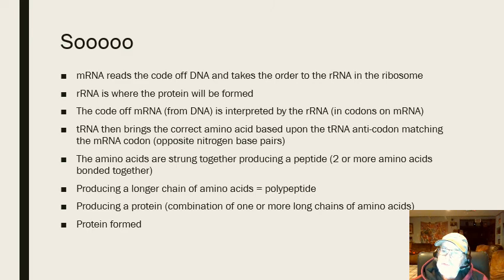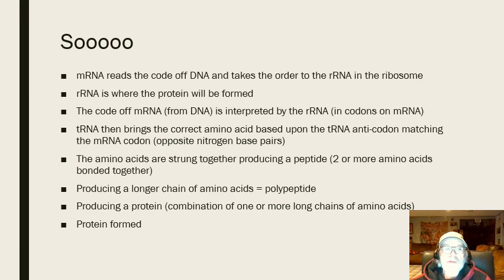So time number 2, or maybe number 4 now. Messenger RNA reads the code off the DNA and takes the order to the rRNA in the ribosome. The rRNA is the place where the protein is going to be formed. The code off the messenger RNA, which came from DNA, is interpreted by the rRNA in codons on the messenger RNA, which are triplets, 3 nitrogenous bases. It orders the tRNA then to bring the correct amino acid based upon the tRNA anticodon, which is the opposite nitrogenous bases from the codon.